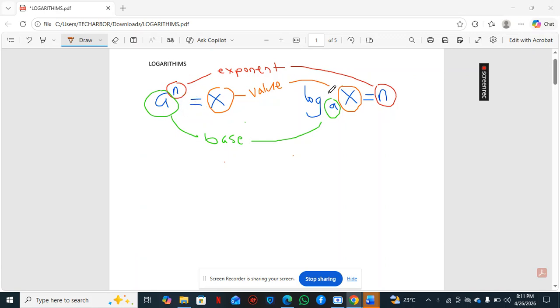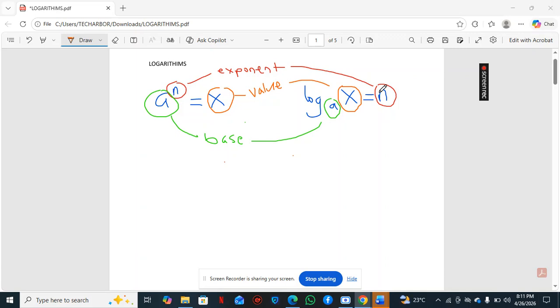Now, if we look at the logarithm side here, you have the logarithm here. Then you can see the base is the small letter written here, this log a. This is also the base. Our value here, x, is here. And the exponent is represented here at the end. So there's a relationship between indices and logarithms.